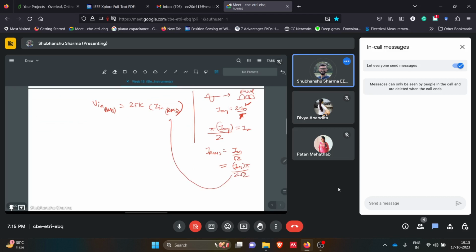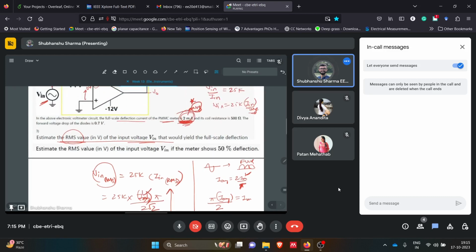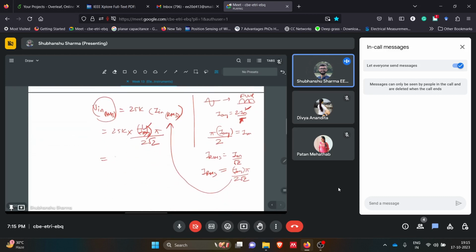Now we can use this, because now we have the RMS value of the current. So the RMS of input will be 25 kilo into Im, the peak value of that. Sorry, I average into pi by 2 root 2. And what was I average? 2 milliampere. Okay. So you have to be careful.